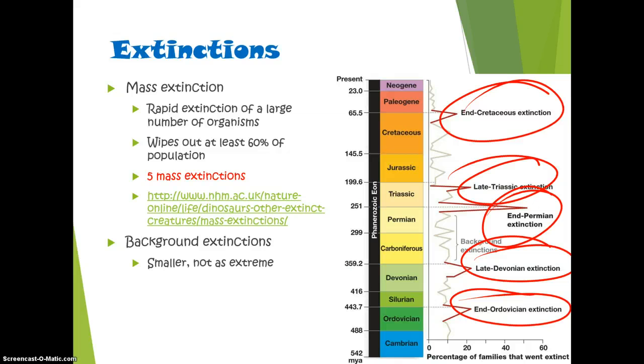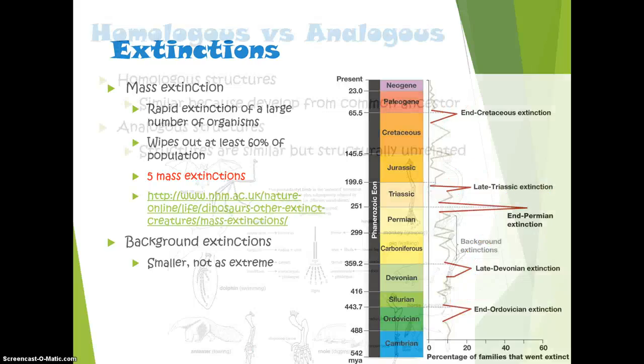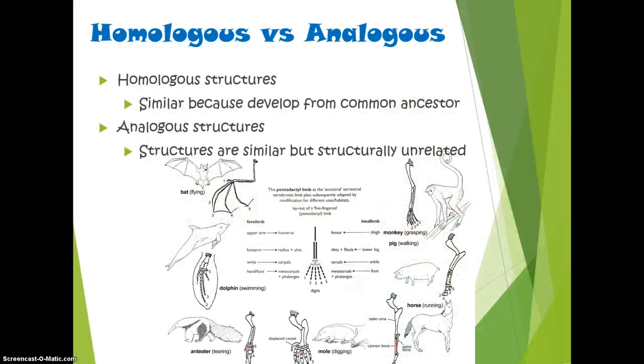Background extinctions are smaller, not nearly as extreme as the mass extinctions. Then there's homologous versus analogous structures, sorry, we've moved on from extinction. A homologous structure is when we have similar structures that develop because of a common ancestor. Whereas analogous structures are structures that are similar but structurally unrelated.